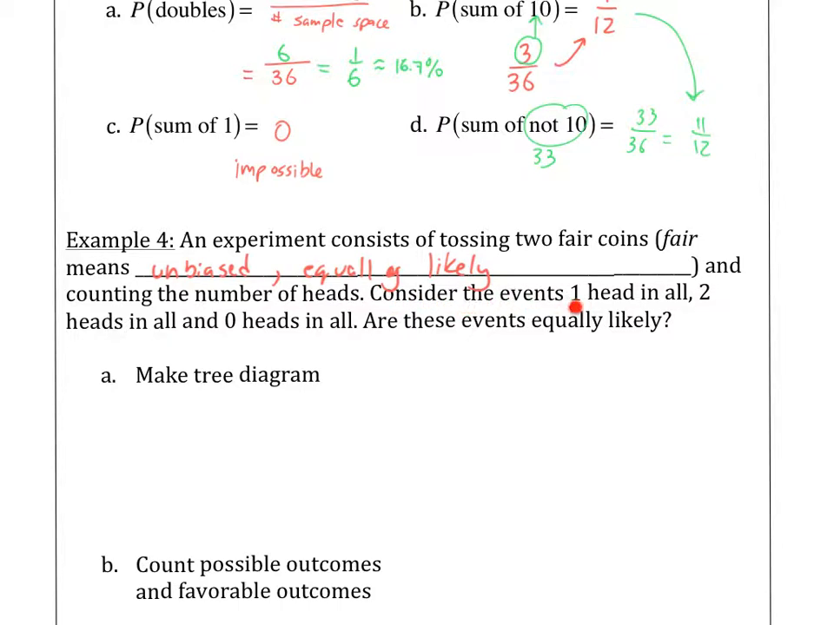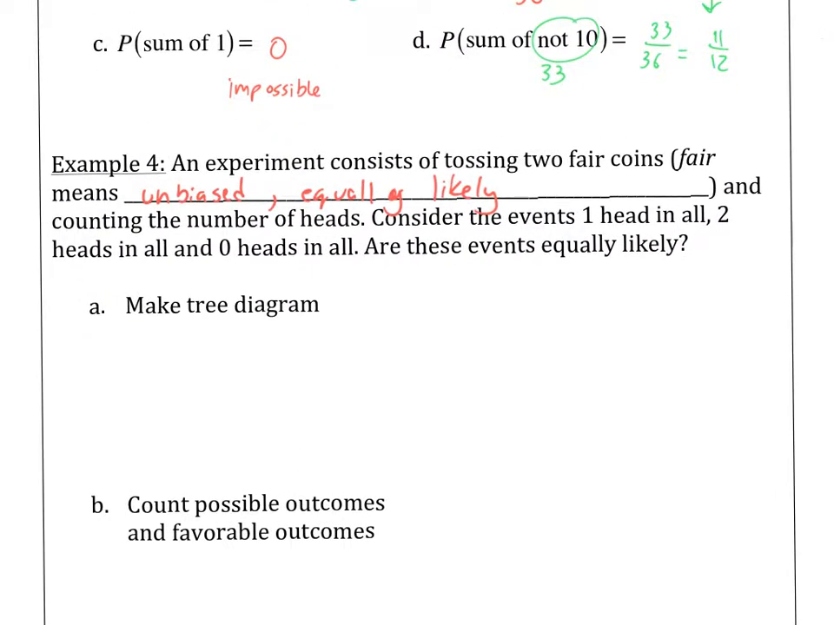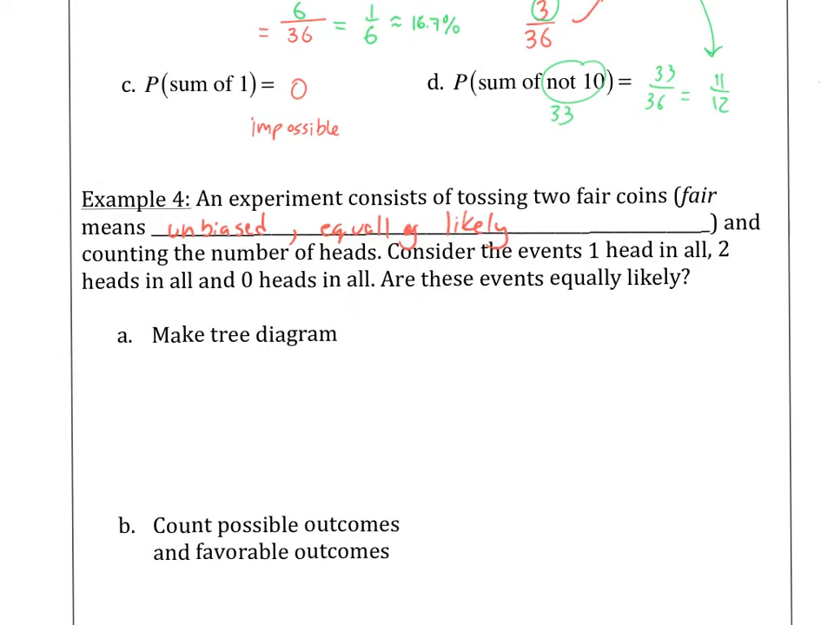So consider the events 1 head in all, 2 heads in all, and 0 heads that show up. Are these events equally likely? So let's see here. One way to visualize it is just to start thinking about my options. Well, what if on my first toss, my option was heads on top. And then the other option is that I have heads on top. So that means it was heads, heads. Now, my second option is the first one was heads, the second one is tails. So I get heads, tails.